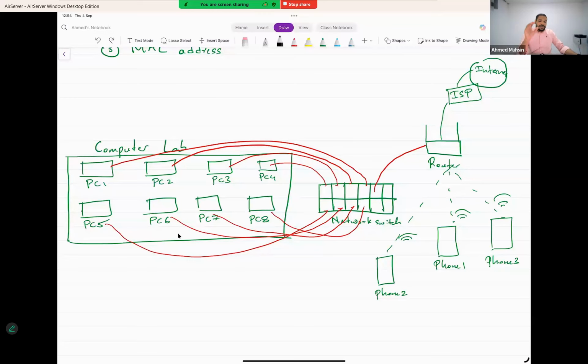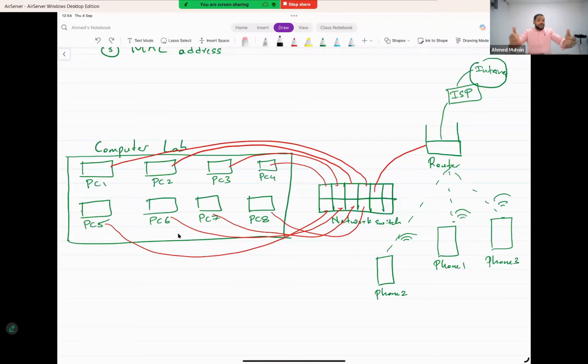Routers are also smart. What tables do they contain? Routing table. When they receive data packets, what do they look at? They look at the IP address. Okay, and they forward data packets to that particular device only. However, the router can support both wired and wireless.